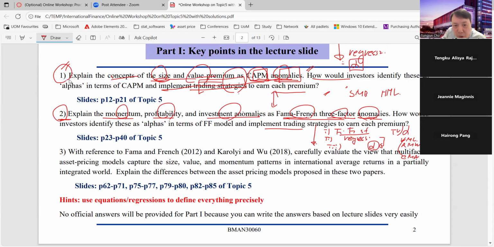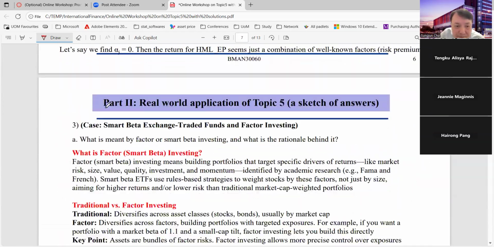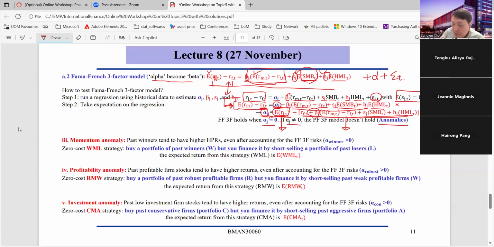Then we're going to talk about how to implement this strategy. Now you see that I'm following exactly the same structure I used for question 1 in question 2. Only the models are different. Other than that, the structure is exactly the same. Let me talk about that one by one.